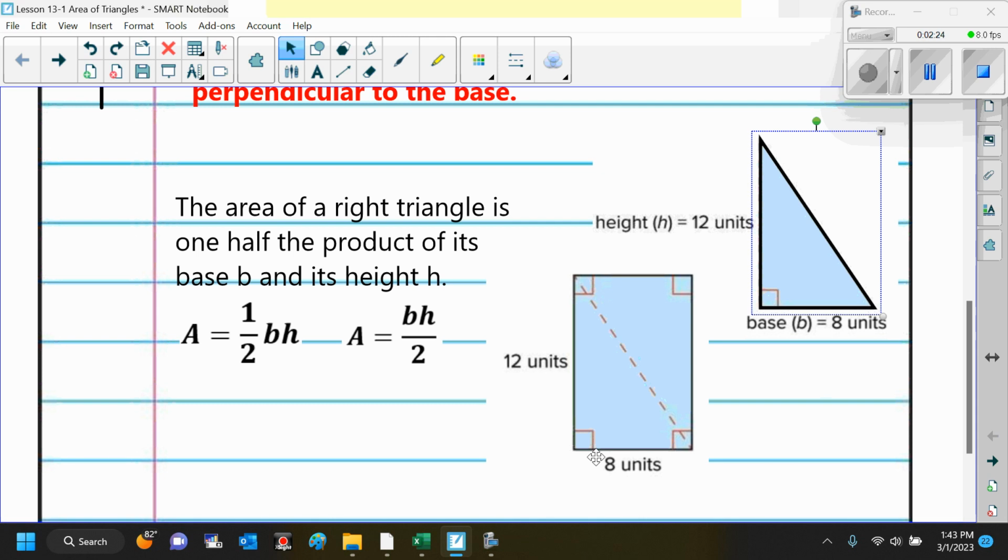So we can either do base times height and divide that by 2. And of course, dividing by 2 is the same thing as multiplying times 1/2. Okay? So you will see both of these formulas, and either one is fine to use. Okay? So the area of a right triangle is 1/2 the product of its base and its height. 1/2 base times height, or base times height divided by 2. Please make sure you have both of those formulas written in your notebook.